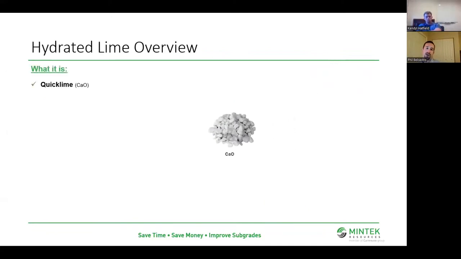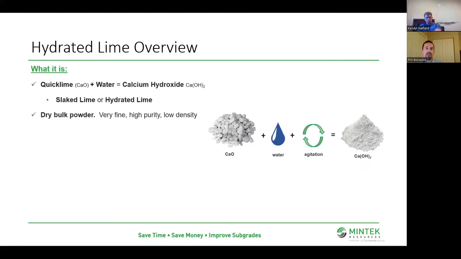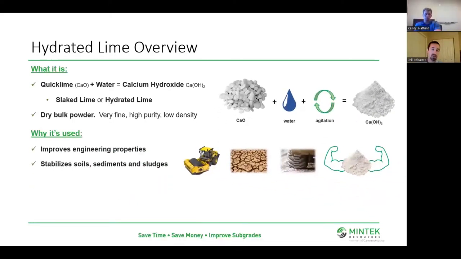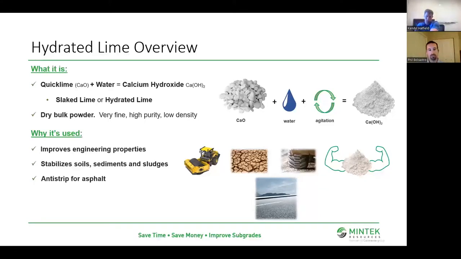Hydrated lime. So now we have our calcium oxide. We're going to add just the right amount of water and agitation to quench that reaction. And we're going to be left with calcium hydroxide, or hydrated lime. It's a very fine, low density material, kind of small particles there. So we use it for some of the same reasons we would use the quicklime, to improve those engineering properties and stabilize the soil for us if we add enough to it. And also worth mentioning here, not exactly what we're talking about, but still in the construction world, it's used as an anti-strip for asphalt as well.